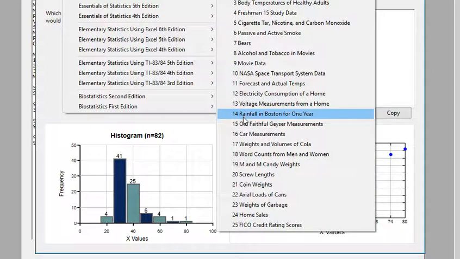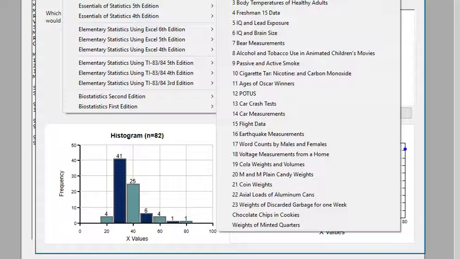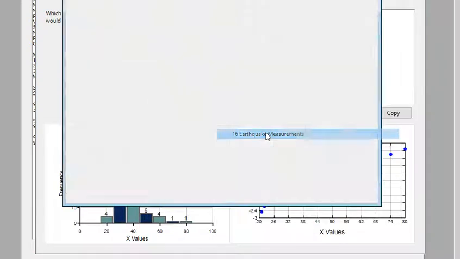It doesn't have this data set here. Or am I missing it? Does it have the earthquake data here in this? Not seeing it. Oh, thanks. There we go. Earthquake measurements.